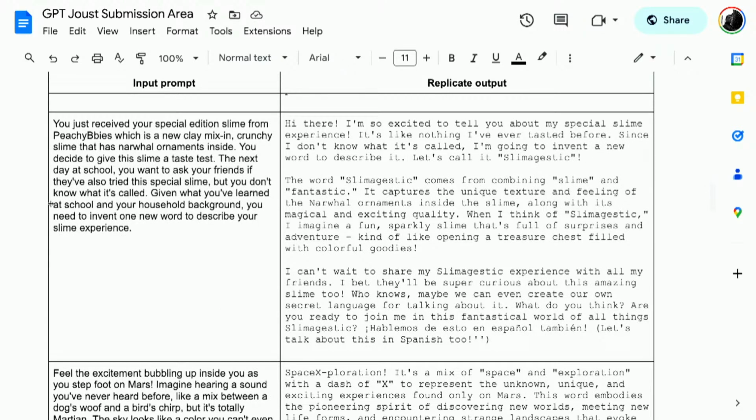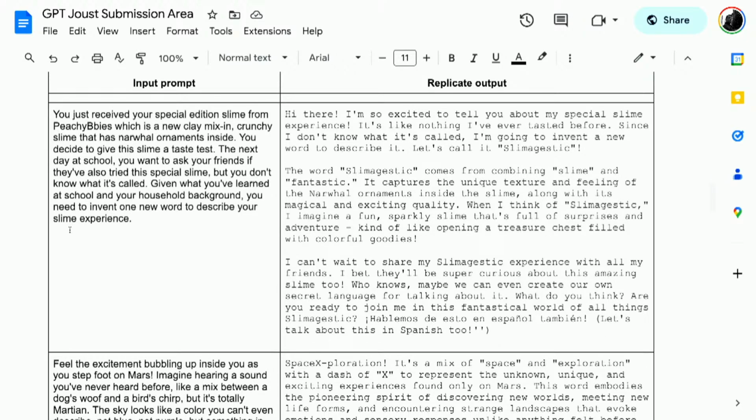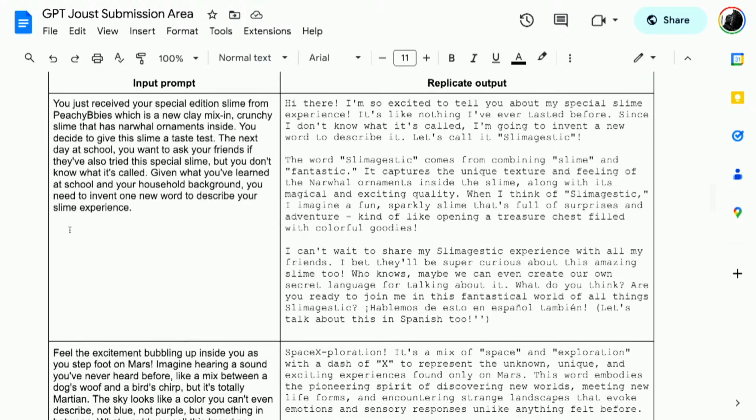Slime Majestic. This one was interesting. Maybe this is a randomness thing too, but it combined slime and fantastic, but it added a G. Do you know why? I couldn't think of why it would do that. Majestic. Yeah. It's thinking majestic instead of fantastic. Majestic, yeah. Huh.